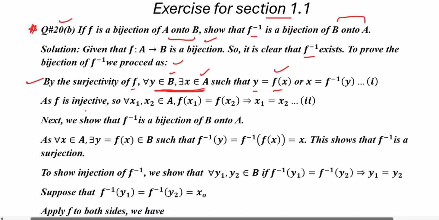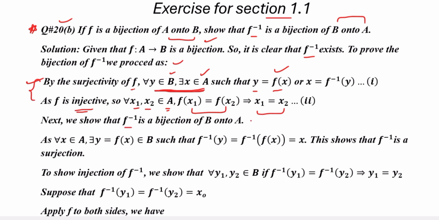What does it mean by injectivity? Injectivity says that suppose there are two elements x1 and x2 in the domain. Suppose f of x1 is equal to f of x2. Suppose these two images or these two outputs are the same, we need to show that x1 is equal to x2. So as f is a bijection, these two definitions are given here. We show that f inverse is a bijection of B onto A.